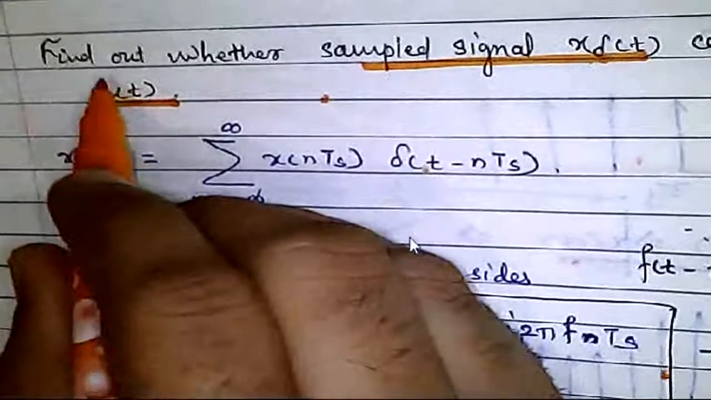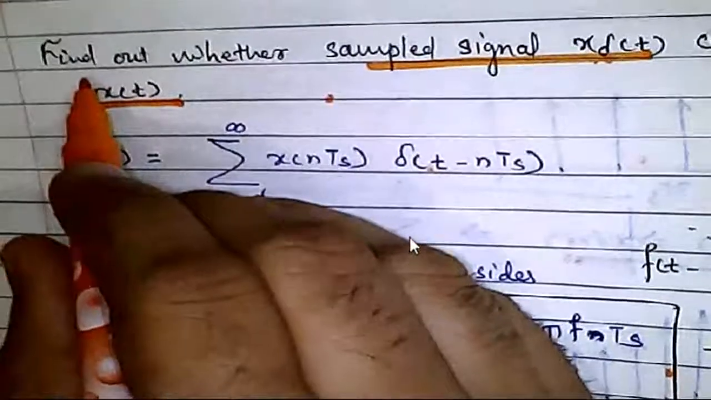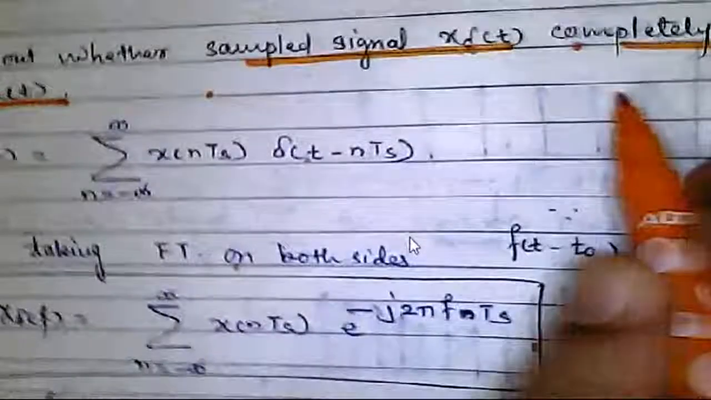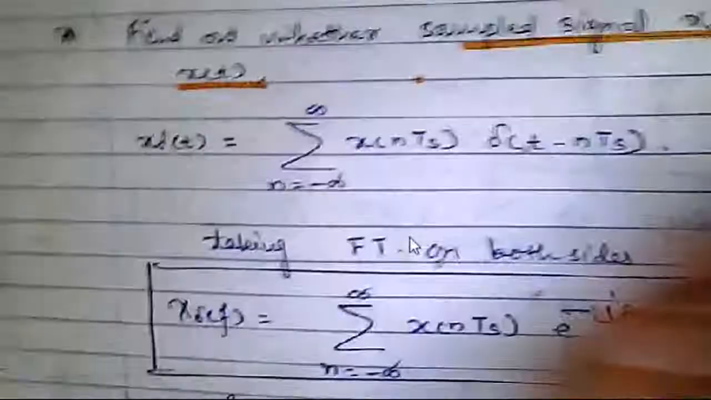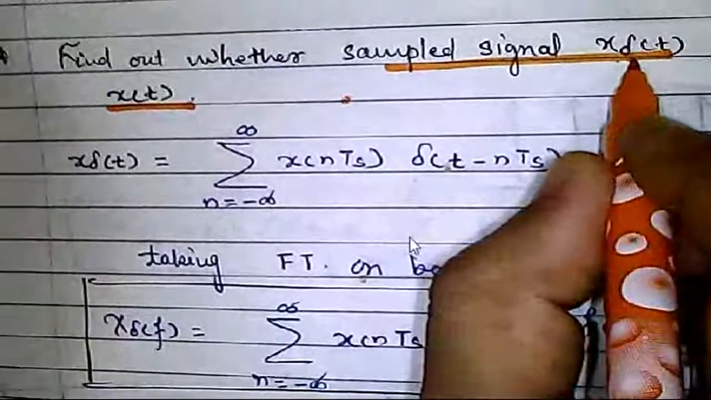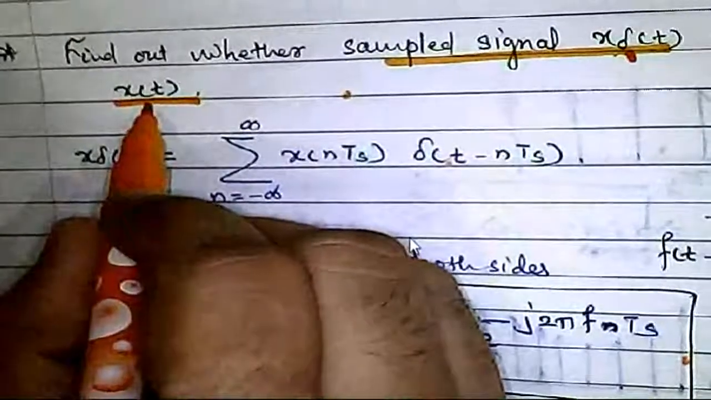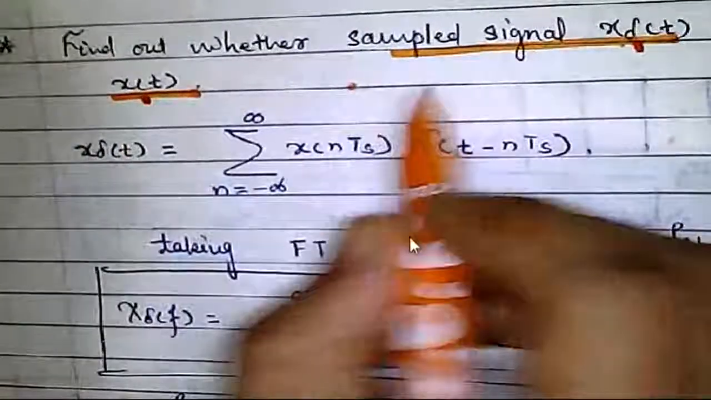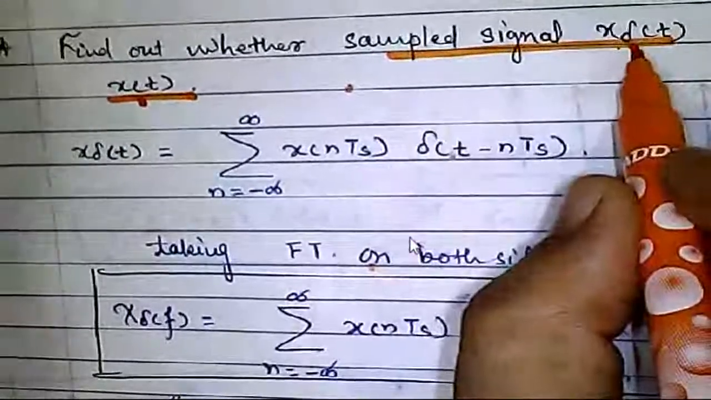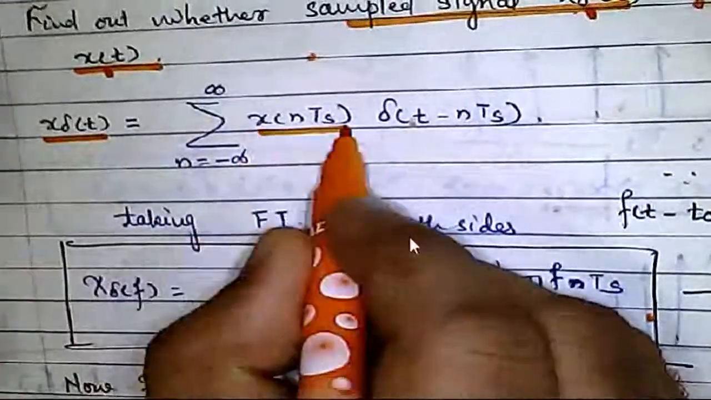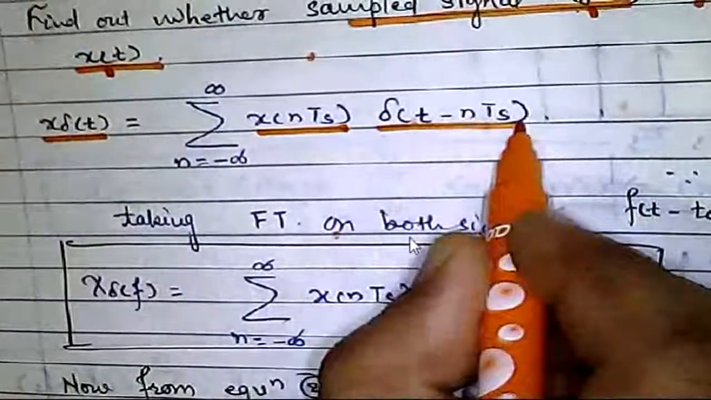So in this session we are going to see a statement: find out whether the sampled signal, that is x delta of t, completely represents x of t. In short, we need to check whether the spectrum of x delta of t matches with x of t. So x of t is the analog signal, and when we multiply it with s of t, we get x delta of t. This is the expression we have seen earlier for x delta of t: summation x of nTs into delta of t minus nTs.